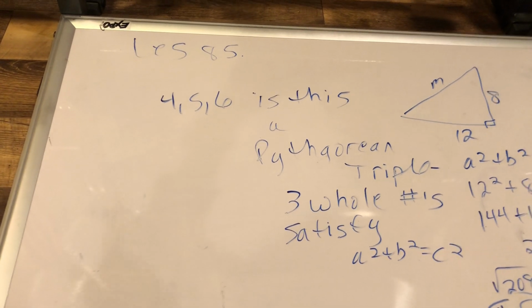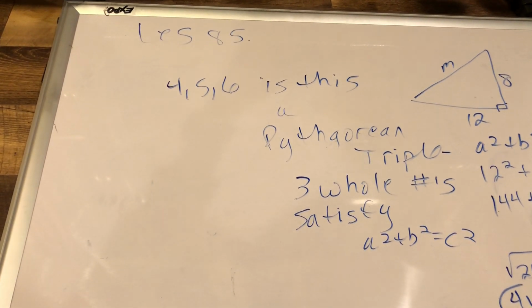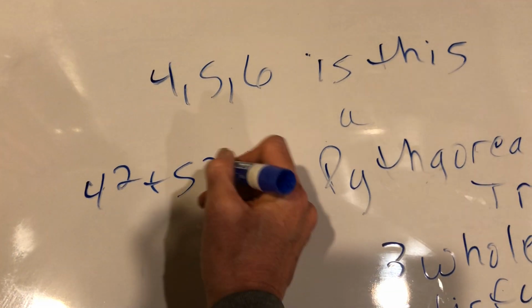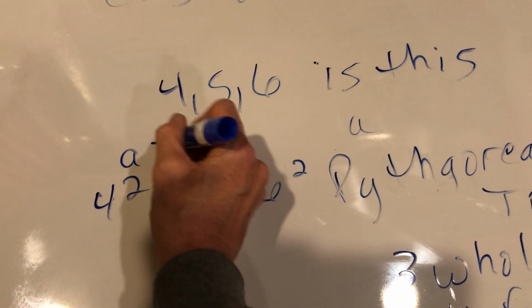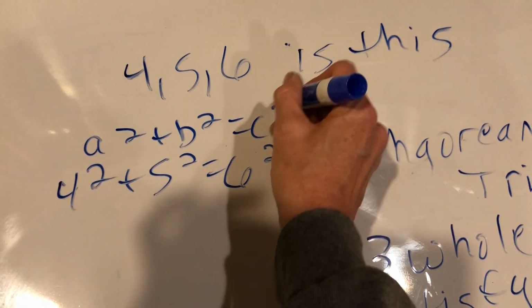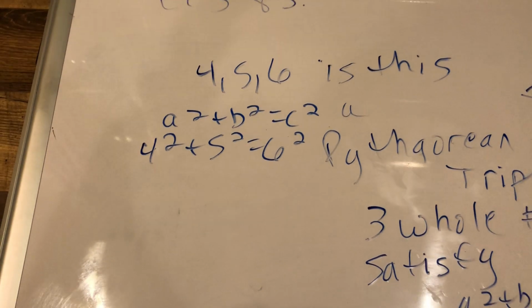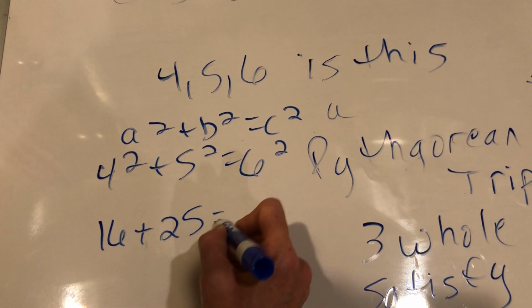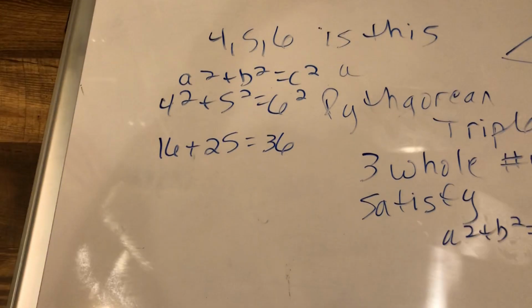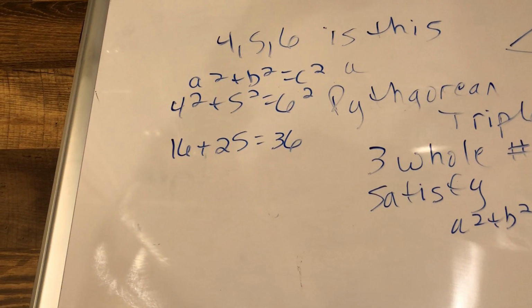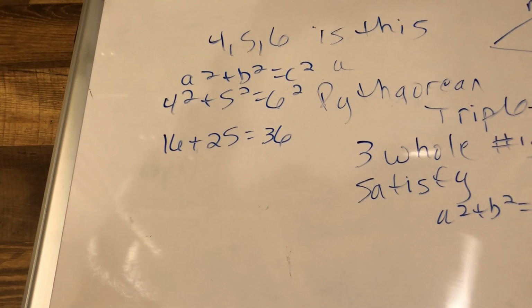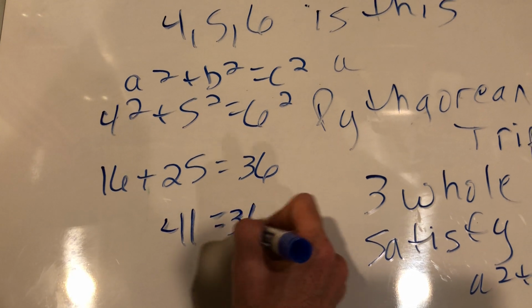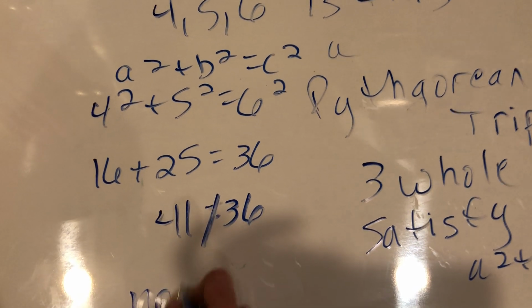Then they have to satisfy, meaning make it true, a squared plus b squared equals c squared. So you're going to plug it in. You're going to write a squared plus b squared equals c squared first, and then 4 squared plus 5 squared equals 6 squared. So 4 squared is 16, 5 squared is 25, 6 squared is 36. And you see if 16 plus 25 is 36, which it's not, it's 41. So that doesn't work, so it's not a right triangle.